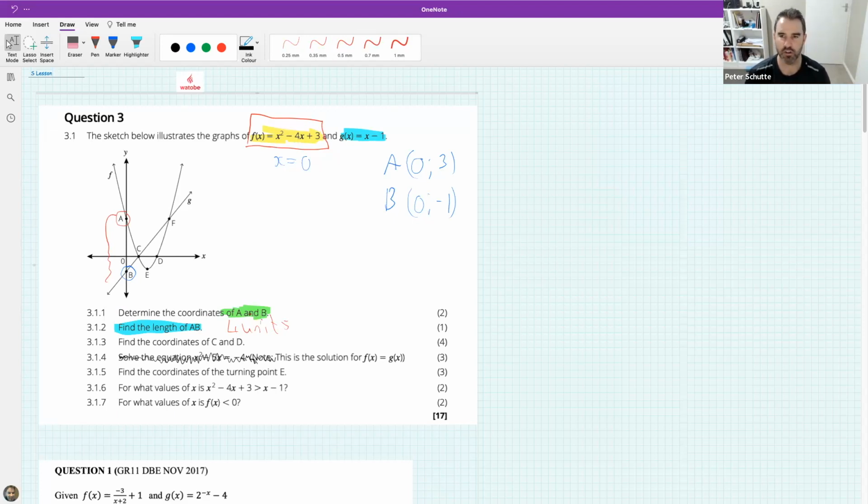Let's go on to 3.1.3. Godfrey said y top minus y bottom. So you're absolutely correct. You can go 3 minus -1, and that will also give you 4. Okay, so next bit, we want to find the coordinates of C and D. What is special about C and D before you go off on your mission to find them? What stands out to you about C and D?